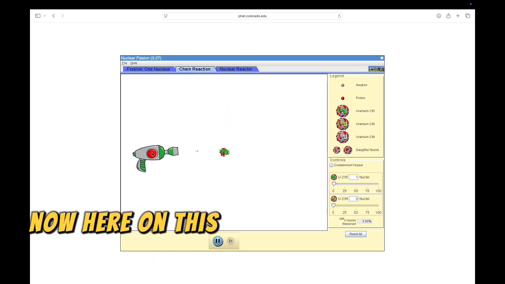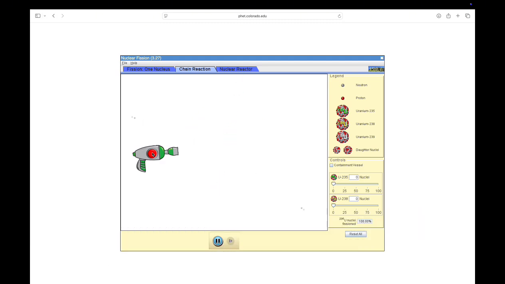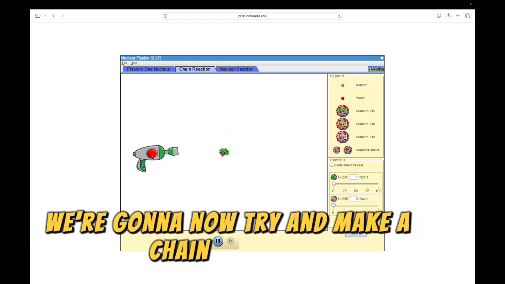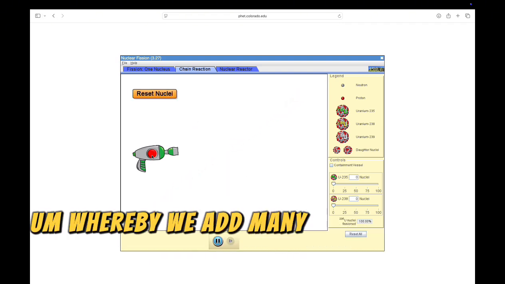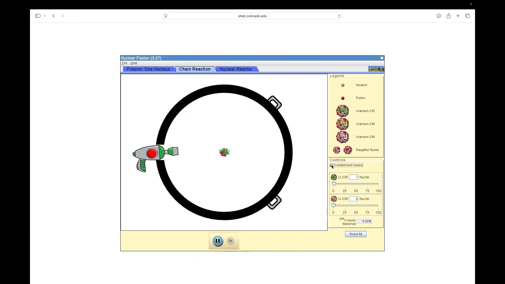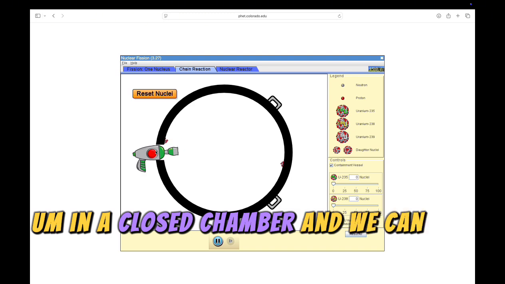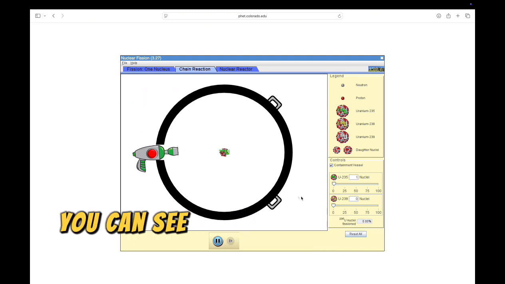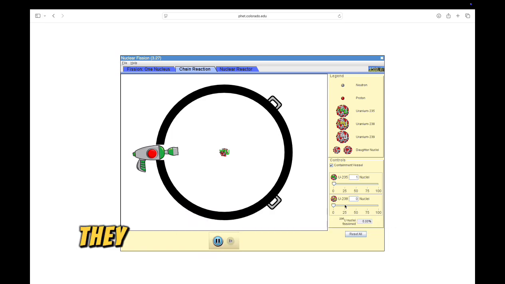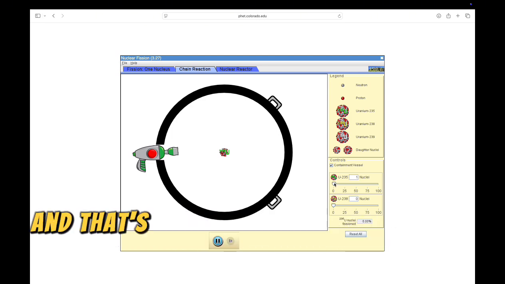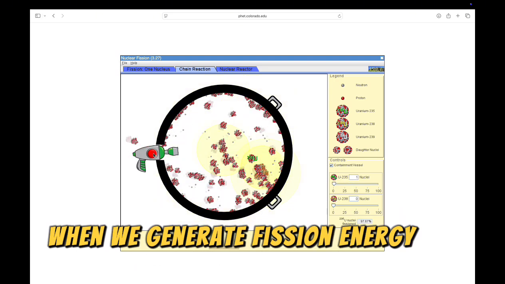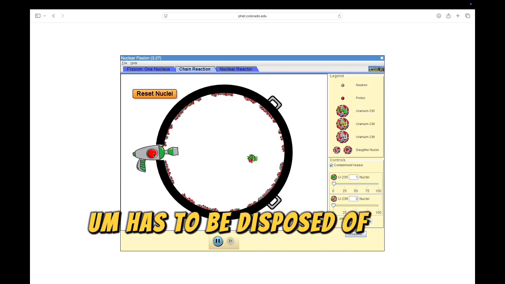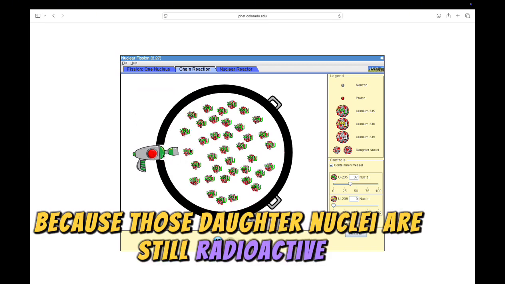Now, here on this tab, I'm just going to do it one more time. We're going to now try and make a chain reaction like we discussed for the bomb, whereby we add many uranium-235 nuclei in a closed chamber, and we can see what happens. You can see that the daughter nuclei stick to the container, and that's why the nuclear reactor container, when we generate fission energy, has to be disposed of appropriately, because those daughter nuclei are still radioactive.